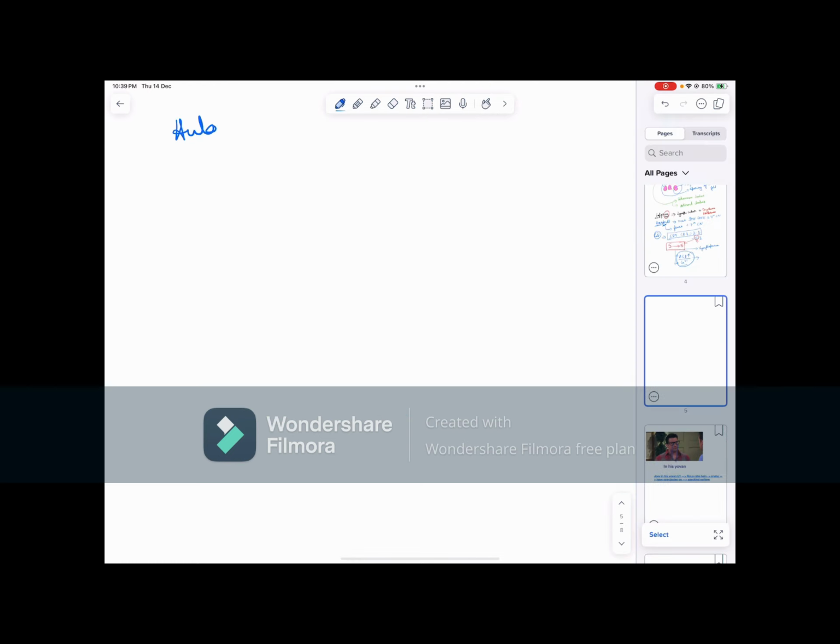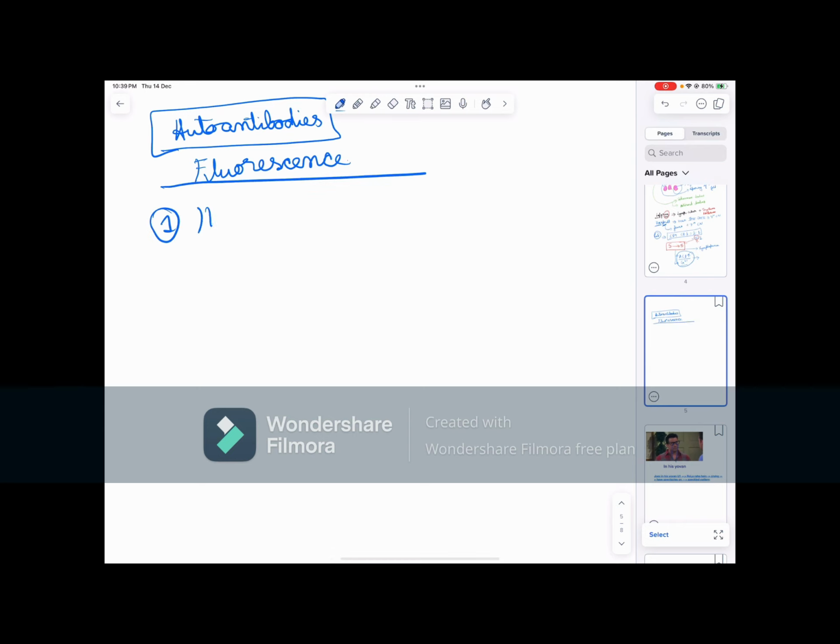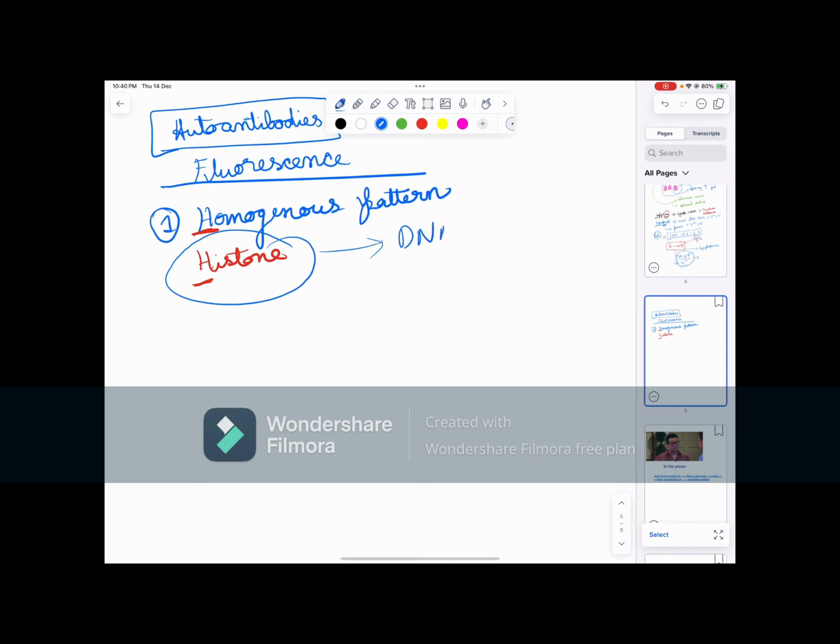Now in autoantibodies, we have to remember some simple things, that is how this will appear on fluorescence pattern. Often this is asked and people find it really difficult to remember, but I will try to make it simpler for you. See, first is the homogeneous pattern. Now in homogeneous pattern, H and H, histone, and histone is wrapped around DNA. So this will show a homogeneous pattern.